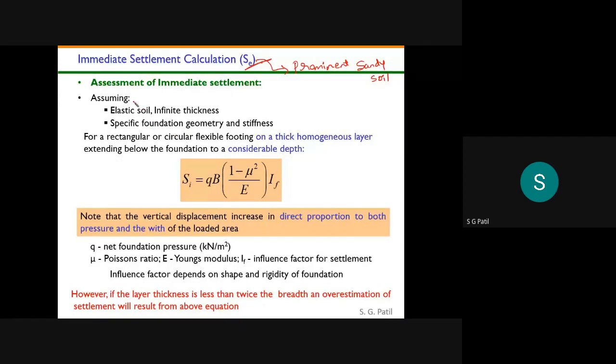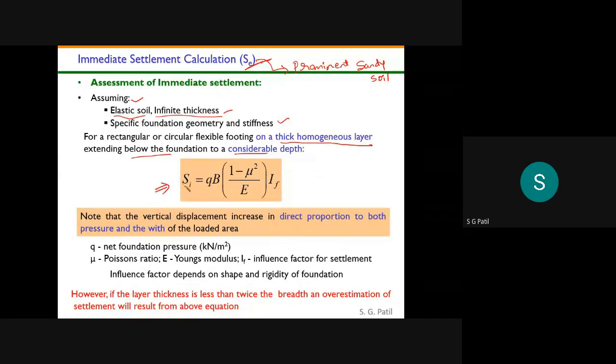So what are the assumptions here? The soil is elastic and of infinite thickness, with a specific foundation geometry and stiffness. Whatever the stiffness is, the foundation has a particular type of geometry. So for a rectangular or circular flexible footing on a thick homogeneous layer extending below the foundation to a considerable depth, we should use this formula.